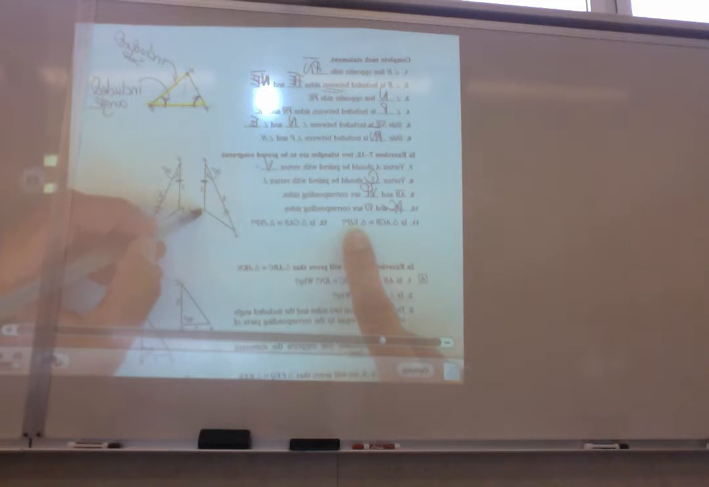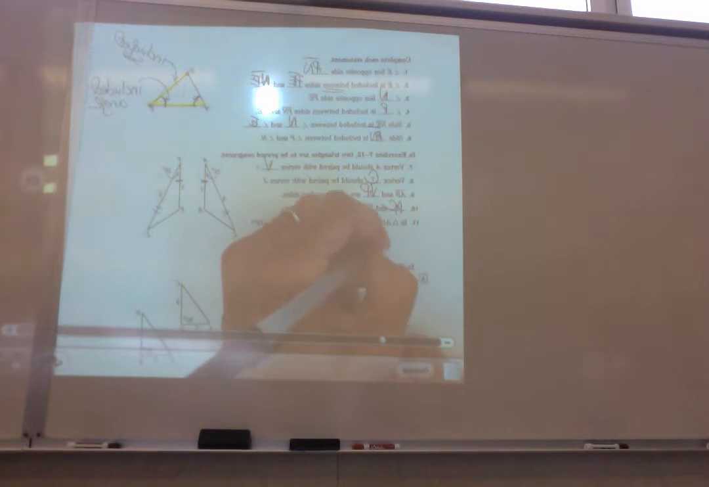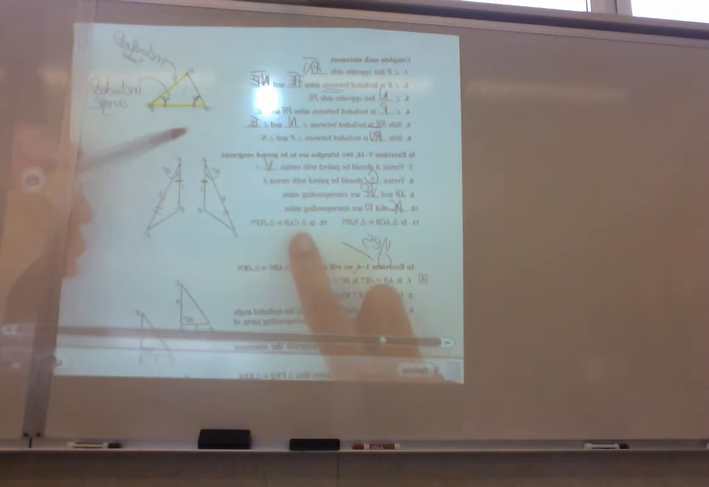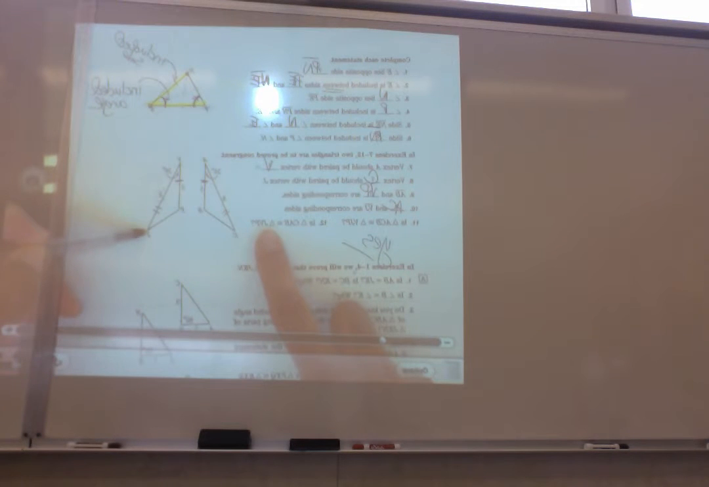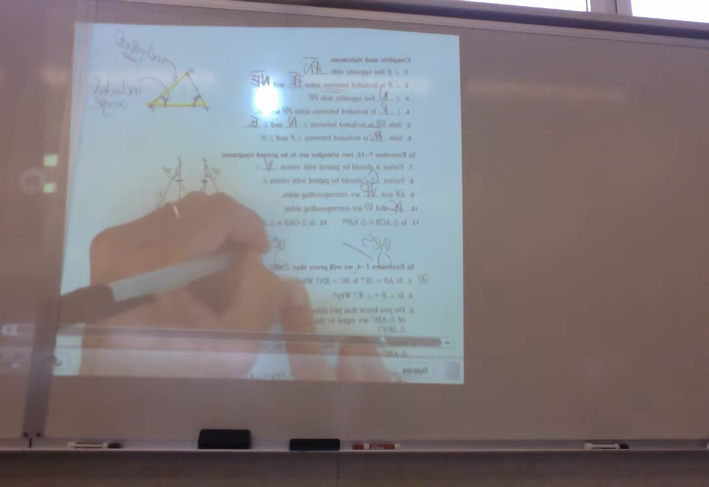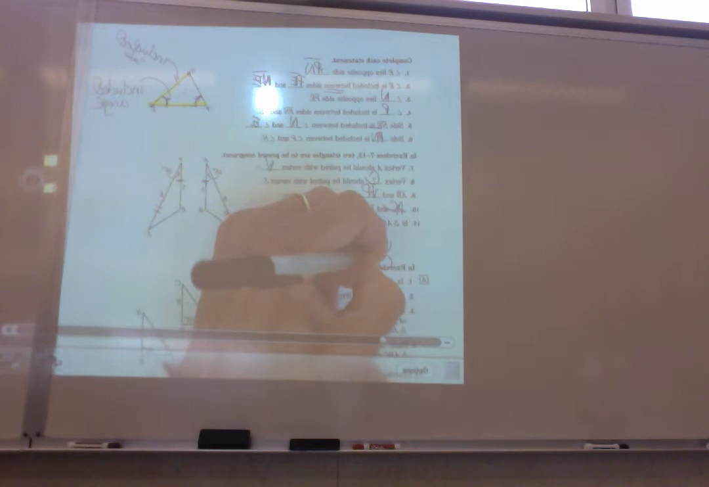ACB, VJP. Are things going in the right order? Yes. CAB, start low, go to the top, come down the middle. CAB, is that the same as JVP? Yes. It looks different, but they did things with corresponding sides together.